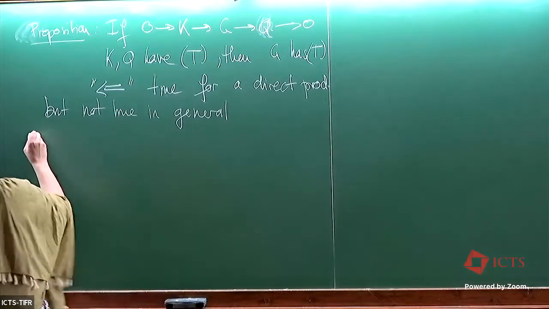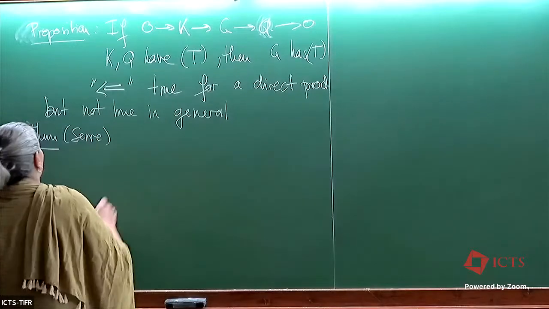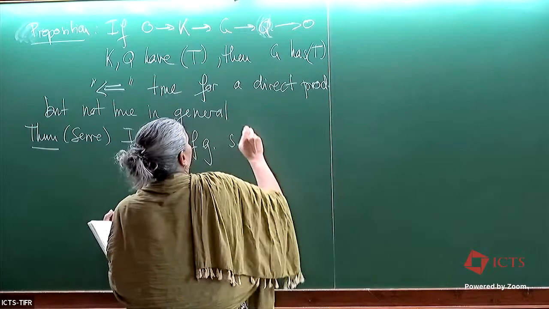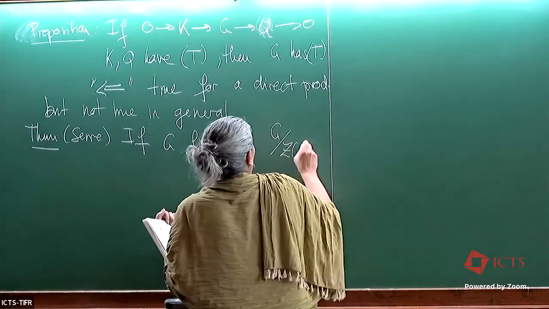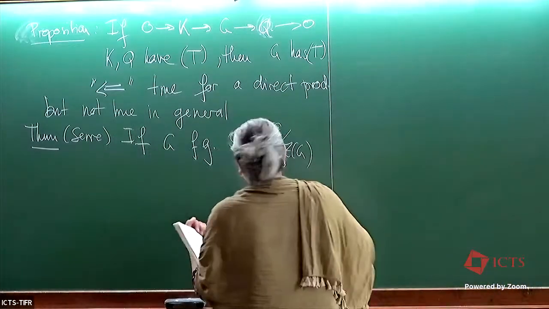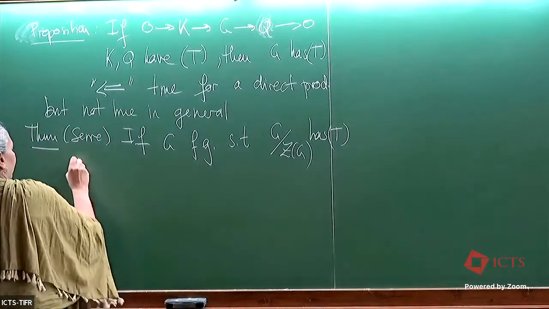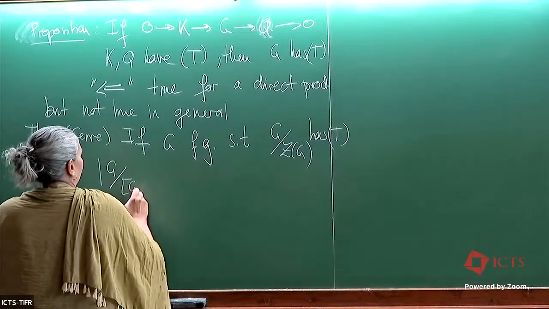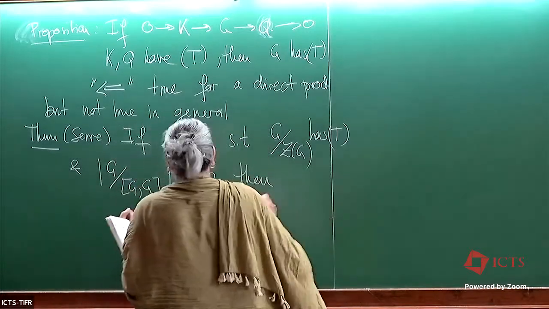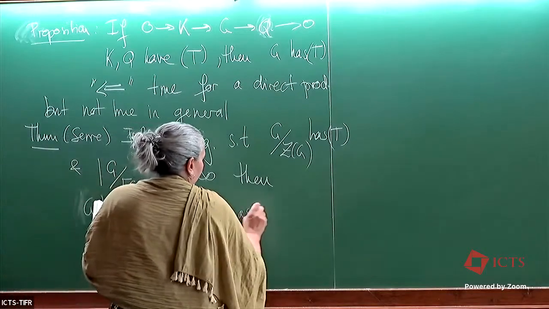And in fact, in general, you have Serre's theorem, which says that if G is finitely generated, so that the center of G, which I denote by ZG, like centrum, I think it comes from the German, such that G mod the center has T, and the abelianization is finite, then G has property T as well.